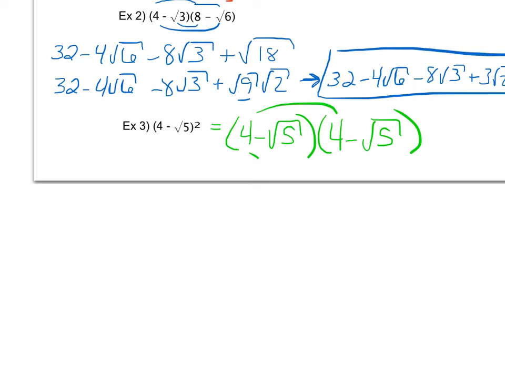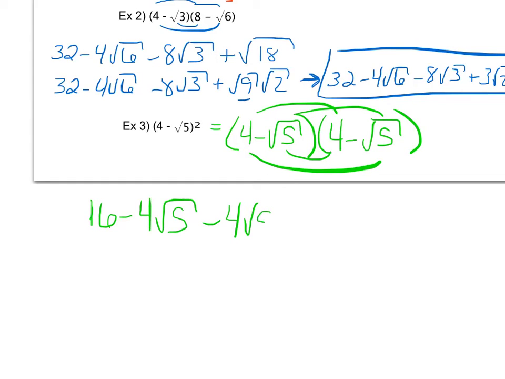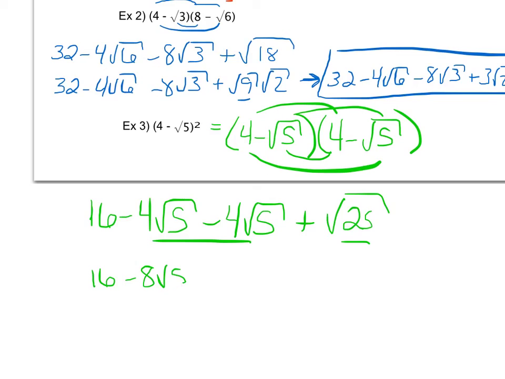Doing that and distributing my 4 gives me 4 times 4, which is 16. 4 times a minus square root of 5. Distributing the inside minus square root of 5 to both terms. Minus square root of 5 times 4 is minus 4 square root of 5. Minus square root of 5 times minus square root of 5 is a plus square root of 25. I have like terms and I can simplify this, giving me 16 minus 8 square root of 5 plus 5, which for my final answer gives me 21 minus 8 times the square root of 5.